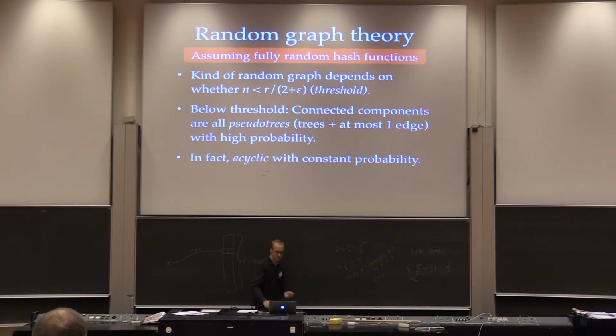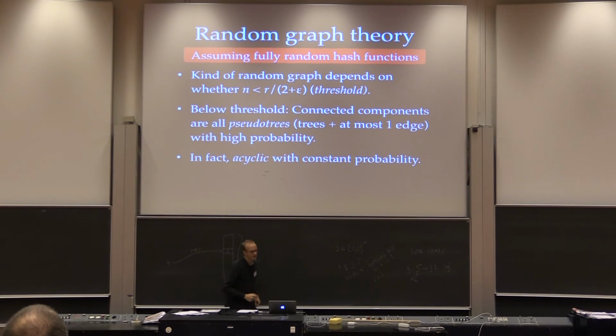It's actually possible to show also that it's going to be acyclic with constant probability. So if we are willing to choose hash functions a few times, eventually we are going to find ones that make this graph acyclic. And then everything works.